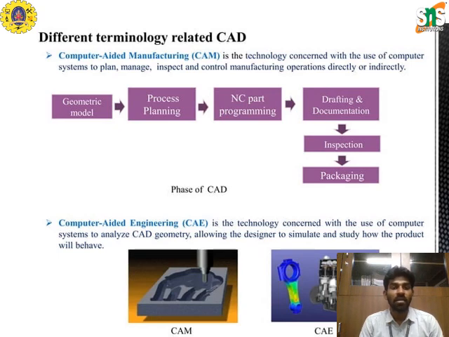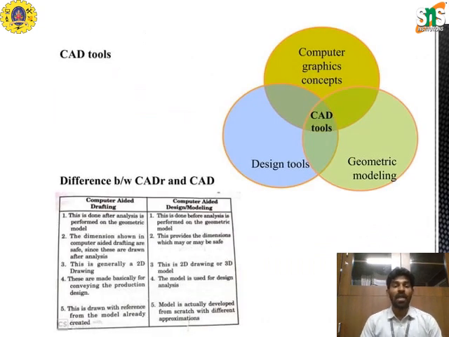There is a lot of terminology used relating to the CAD method. First of all it is a geometric model, and it goes to process planning, then to NC part programming and draft documentation, inspection, and the final one is packing. And this is the main difference between CAD drafting and CAD design or modeling.